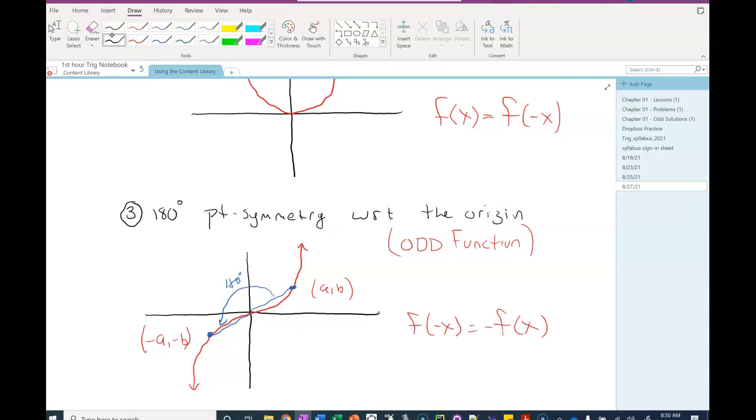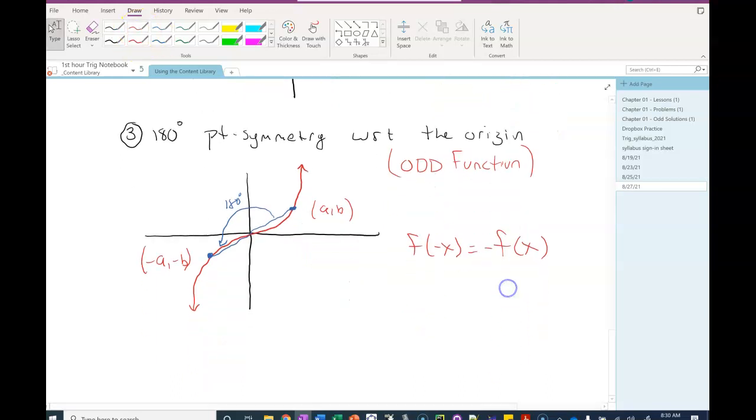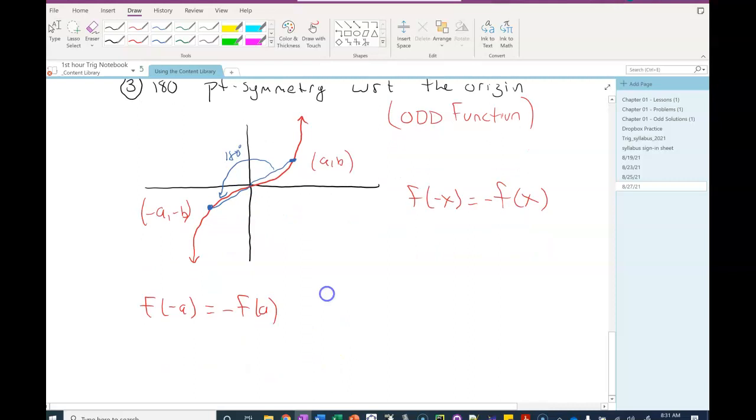Lily? Why is it f of negative x is negative f of x? Shouldn't it be f of negative x equals f of x? Well, let's do this in terms of A's and B's, since those are the points that we drew, right? So we're saying this is true, right? So f of negative A is negative B. F of A is B, and then negative of B is just negative B.